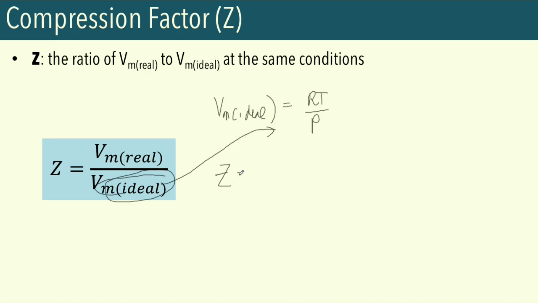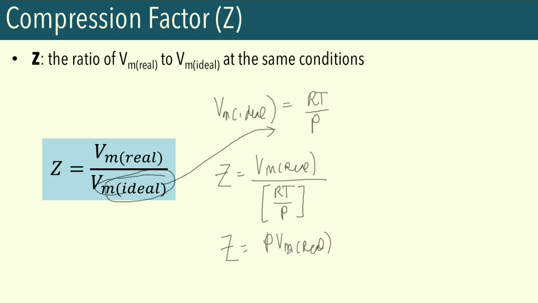So we could just replace this term over here with this expression. So Z becomes Vm real. This is a thing that you're going to be measuring, and these are the conditions that you're going to have. So replace Vm ideal with RT over P. Just a little bit of rearrangement, let's bring this pressure up over here. So Z becomes P Vm, the molar volume of our real gas, which we can measure, divided by RT. This is just another way of expressing our compressibility factor.